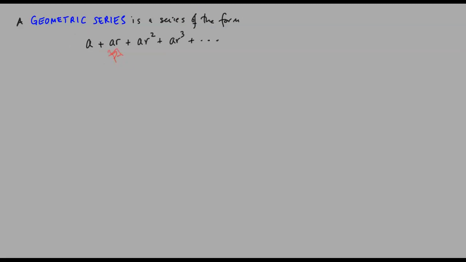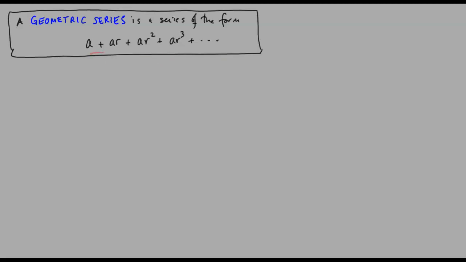where r is some other number, and then the one after that is r times the previous term, and the one after that is r times the previous term, and r times the previous term, and so on. And so on is a common phrase when you're talking about infinity. And that is all that is meant by a geometric series. The definition is simple.